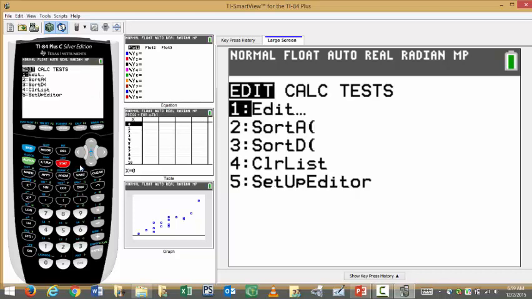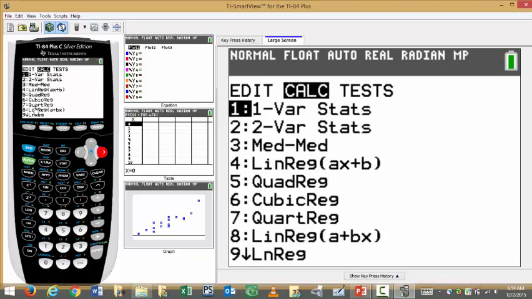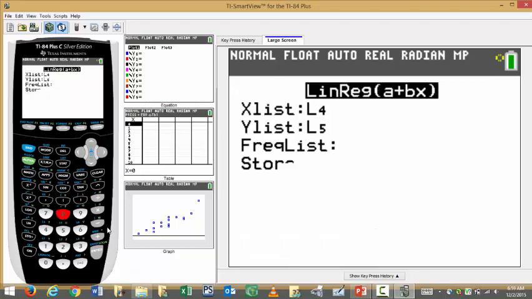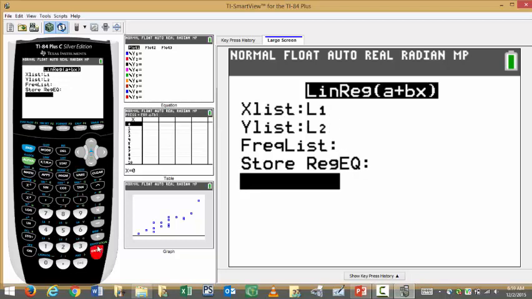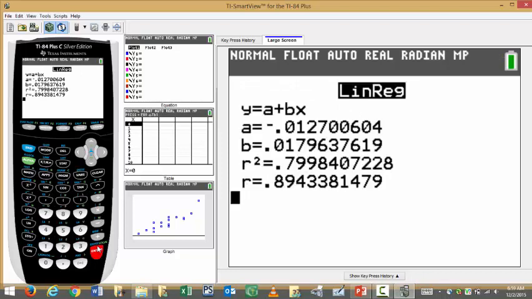If we had to describe the relationship mathematically, that's where we come over here. Remember, we go down to number 8 to get the line of best fit. So again, make sure you use the list that you've got set up. And so our line of best fit is negative 0.0127 plus 0.018x. There's your coefficient of determination. So 80% of the variation in blood alcohol level is explained by the number of beers.